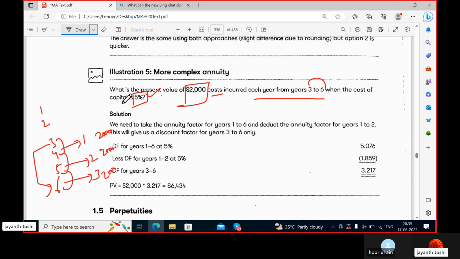Okay. Now what are they asking? What is the present value of $2,000 cost incurred each year from 3rd to 6 years, when the cost of capital is this. So what we have to do is just get the annuity factor from 3 to 6 years, because the investment or the cost, or whatever the payment, is happening from 3 to 6 years. So what we'll do is, from 1 to 6 we will take the entire 6 years, 5.076.